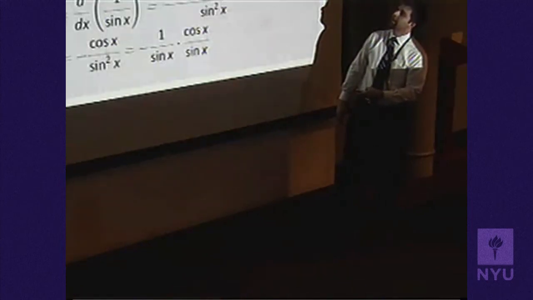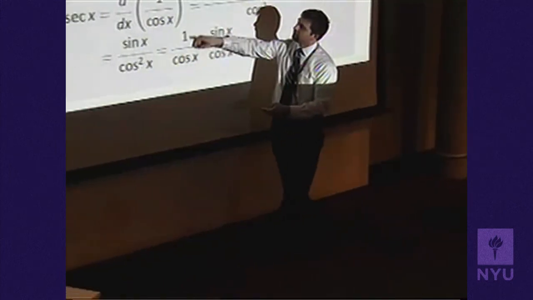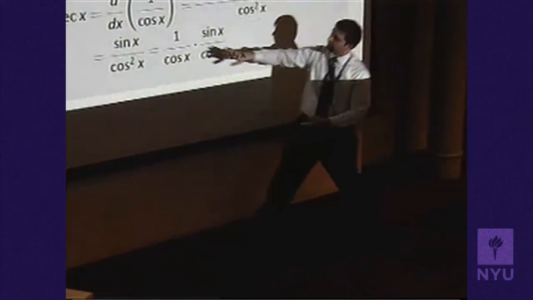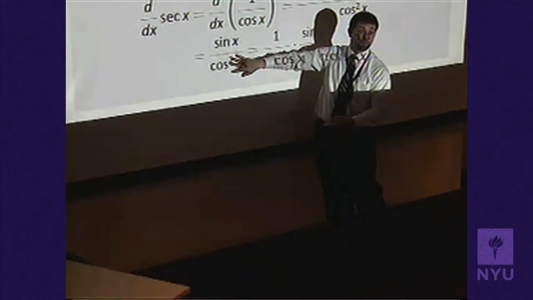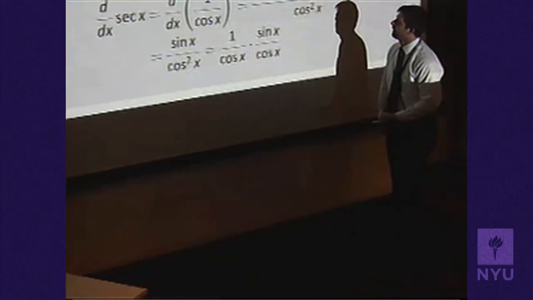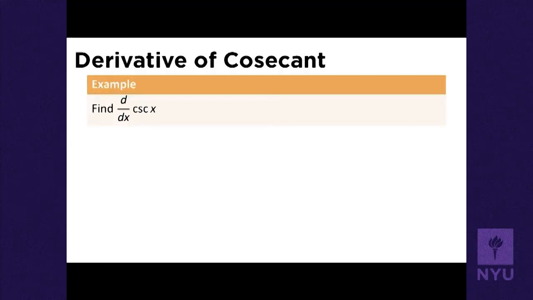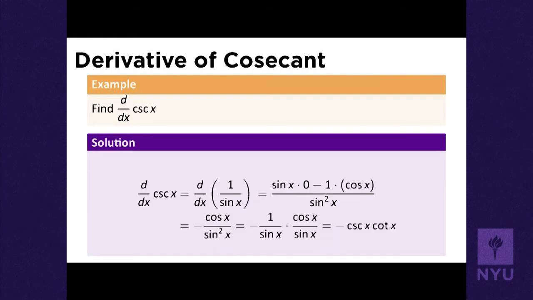Did I skip the takeaway? Okay, never mind the takeaway, except to say that the derivative of a reciprocal is the derivative of the denominator divided by the denominator squared. So that's how we got secant x times tangent x. You do the same thing with cosecant, then you'll get negative cosecant x times cotangent x. And you would work it out the same way.